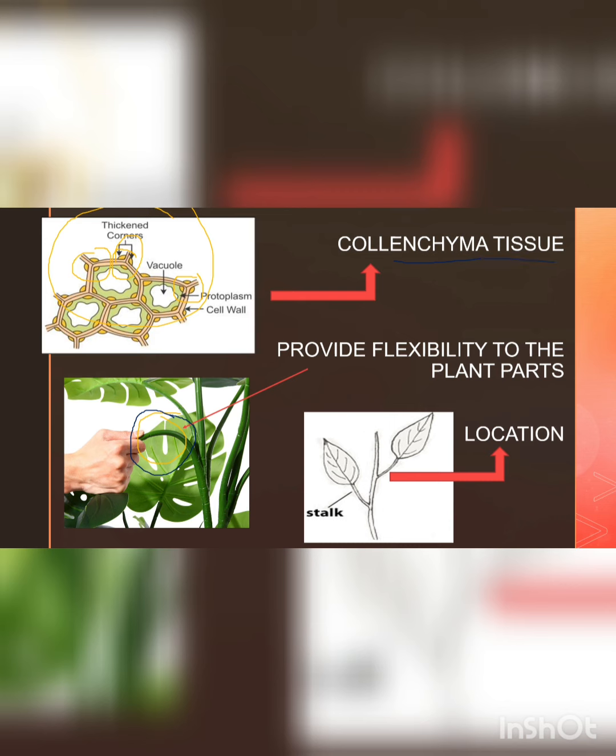So remember, it is a living tissue. Secondly, it is elongated and has irregularly thickened corners due to the deposition of a hard substance. Next, it consists of vacuoles and the cell wall. And what about the function? It will provide mechanical support, and it will also help in easy bending without breaking. Understood? And what is the location? It is present in the stalk area. It is present in the leaf stalk below the epidermis.